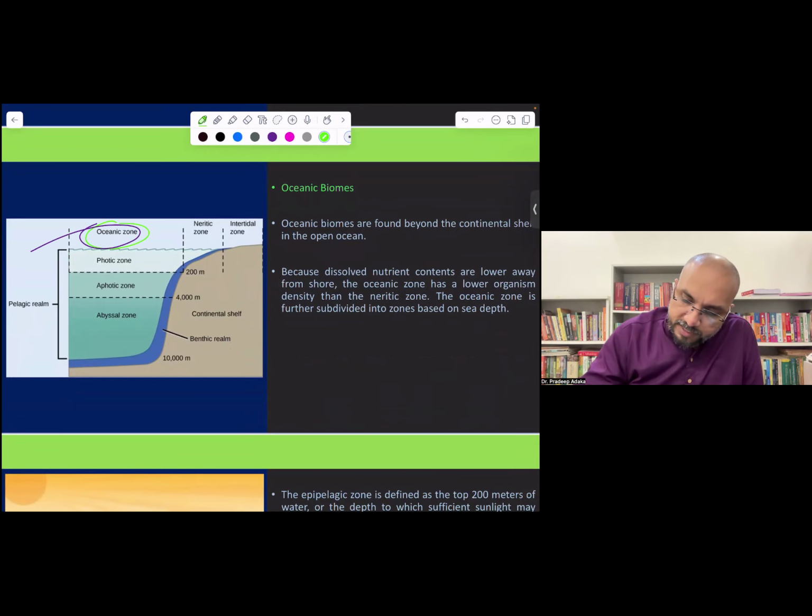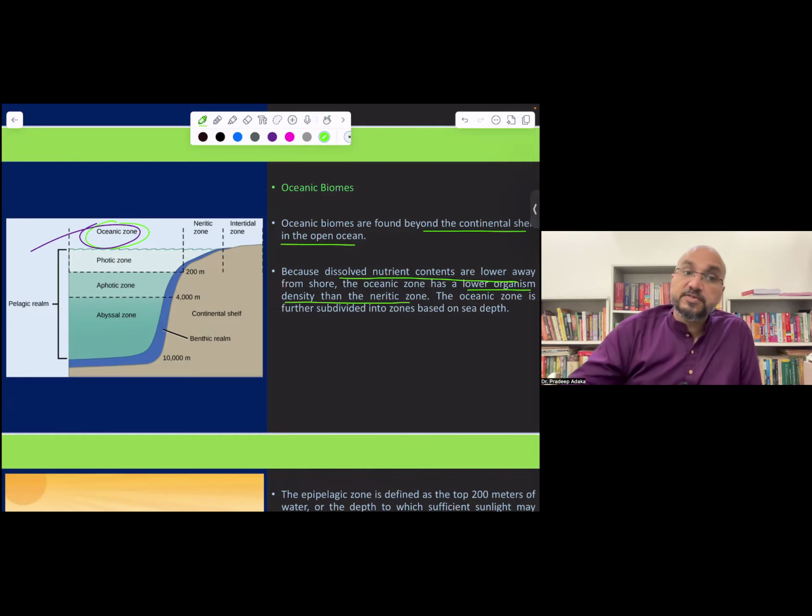So oceanic biomes are found beyond the continental shelf in the open sea. So यहाँ पर dissolved nutrients कम है because they are away from the coast. So ocean zone has lower organism density than neritic zone. Oceanic zone is further subdivided depending upon the amount of sunlight that can penetrate.